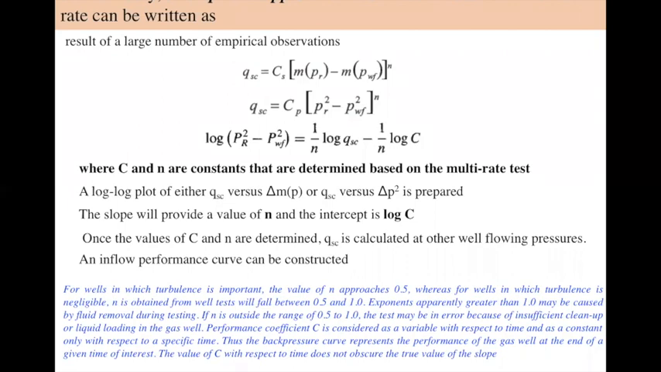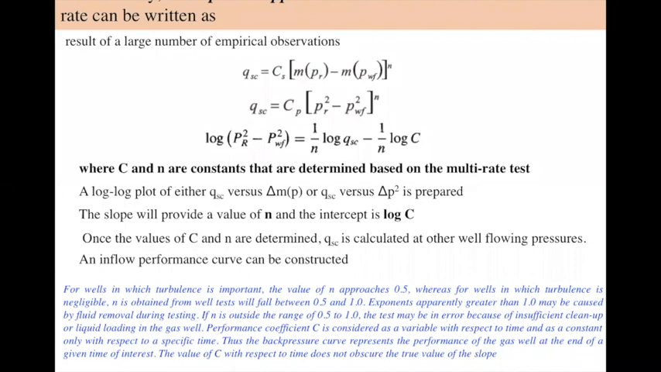empirical observations. Now if you take the log on both sides and plot pressure on the y-axis and QSC on the x-axis, the intercept will give you the C value and the slope will give you 1 by n, right? So just by plotting this given equation, you will be able to find the slope. The slope will give you 1 by n and the intercept will give you the C value. And this has to be done in log scale. Once you do it in log scale, you have a straight line and you will be able to find n and C from that.